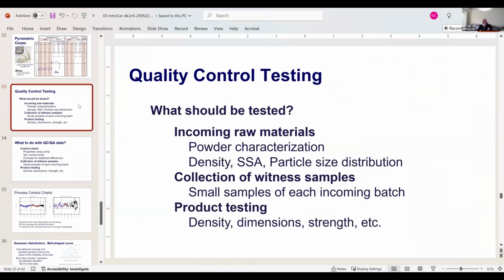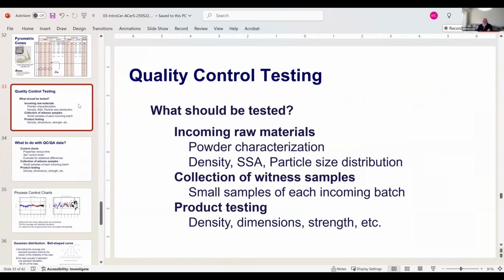What should be tested? Well, this depends on your process, and it depends on who's in charge and what you need to test. I recommend testing incoming raw materials, and by that I mean powder characterization, density, specific surface area, particle size distribution. You can do particle packing in a graduated cylinder depending on the material, etc.